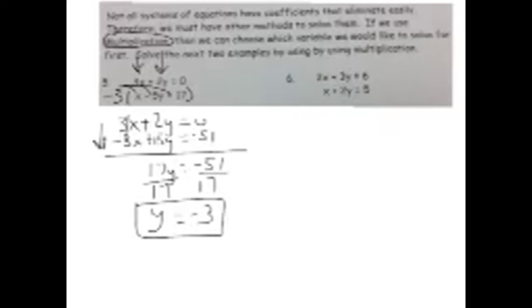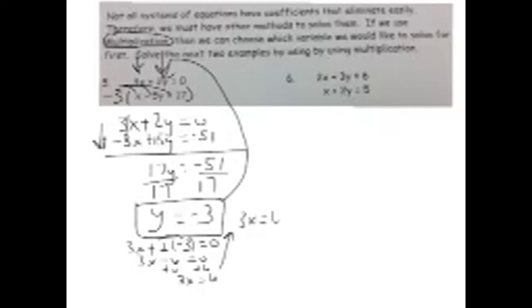I can take it back and plug it into any of the top 2 equations that I want. I'm going to put it right there. So that will be 3x plus 2, take out the y and put negative 3, equals 0. So distribute that there. 3x, 2 times negative 3 is negative 6, equals 0. Plus 6 to both sides. 3x equals 6. When it's beside it, I divide both sides, and x equals 2. So my answer for this one up here is x of 2 and a y of negative 3.